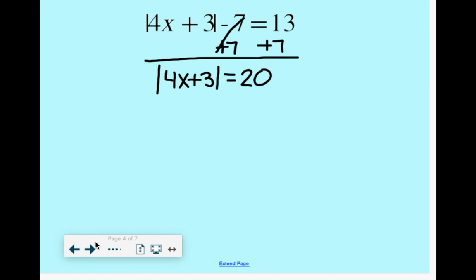Okay. And then this is where we can't do anything else because everything else is inside the two absolute value bars. So we split it up. 4x plus 3 equals 20. And 4x plus 3 equals negative 20.